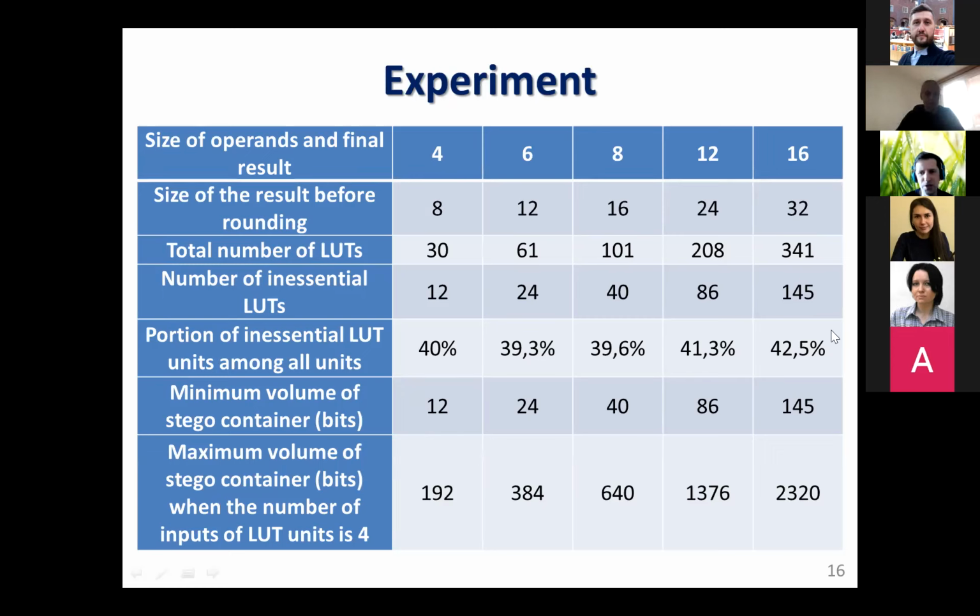You can see that the portion of inessential LUTs in this whole project is about 40%. And in the rows of this table, you can see the evaluation of minimum and maximum volume of the stego container.